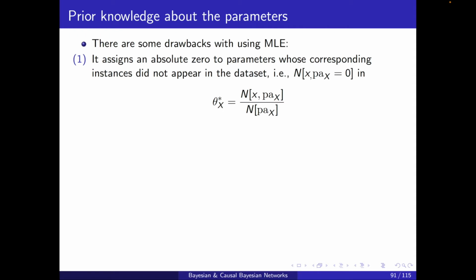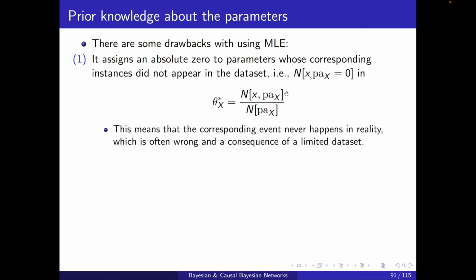We saw that the MLE approach assigns an absolute zero value to parameters whose corresponding instance does not show up in the data set. If you recall the formula, if we don't see any instance with the value of x and parents of x appearing, well, this numerator here will be equal to 0, and that means that the event corresponding to the parameter theta x never happens in reality. This is a very strong statement, which is often wrong and just a consequence of a limited data set that we used.